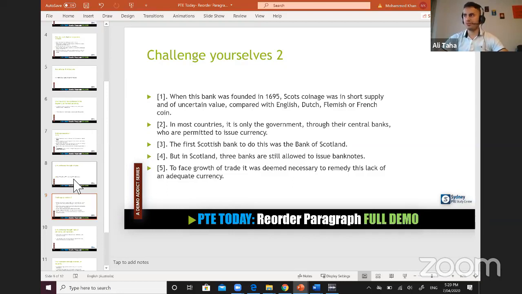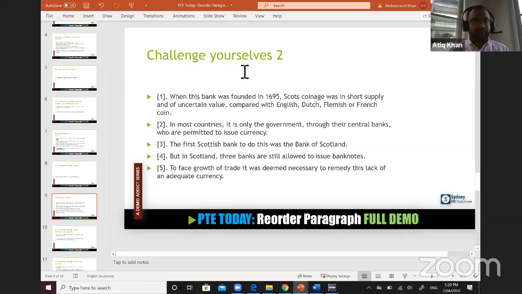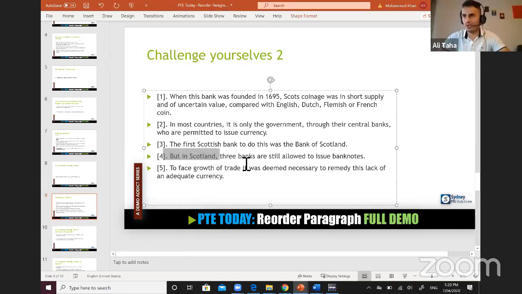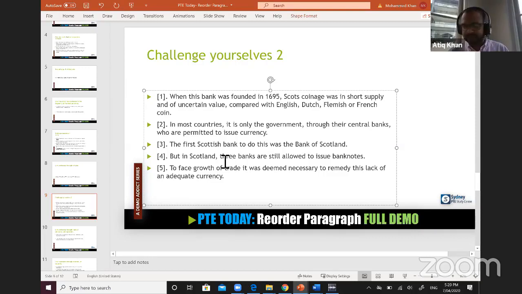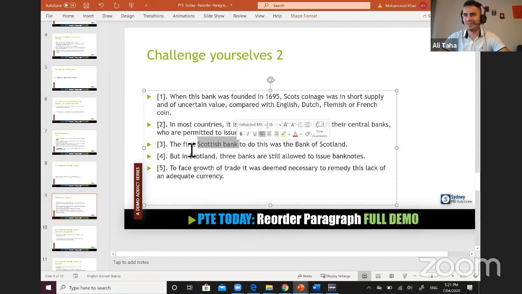All right, Atik. Let's have some discussion. So Ali, going by these tips of following the nouns and going from general to specific, I can identify sentence number 4 right there. We're not talking about the sequence right here, but about the pairs itself. It says, but in Scotland, 3 banks. So they're defining how many banks there are. The next one I can link up is the sentence on top of that, the first bank. So you've got 3 banks and then you've got the first bank.